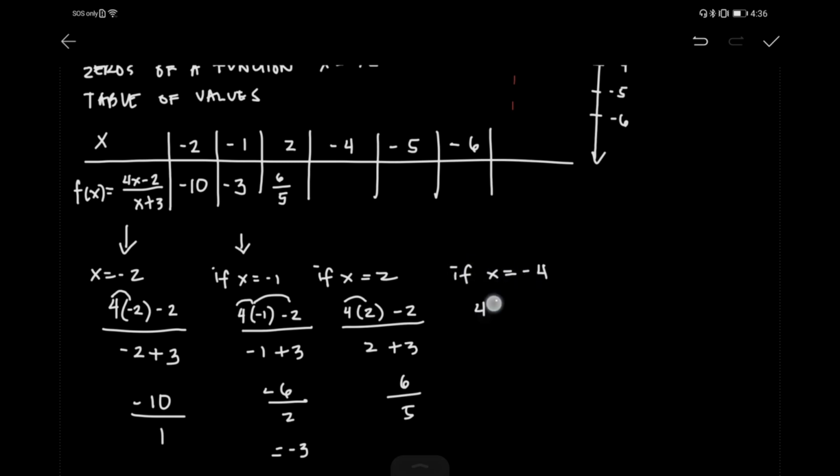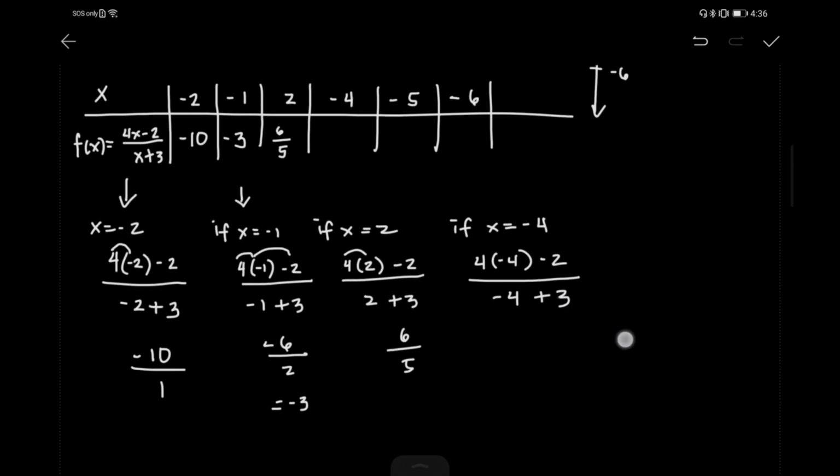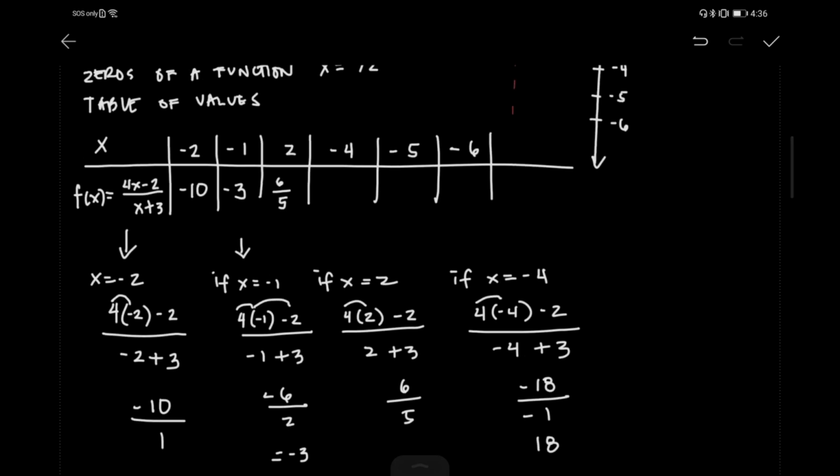While negative 4 naman natin, if x is equal to negative 4. So 4 times negative 4 minus 2 all over negative 4 plus 3. So this is negative 16, and minus 2 is negative 18 all over negative 4 plus 3 is negative 1. So this is positive 18.